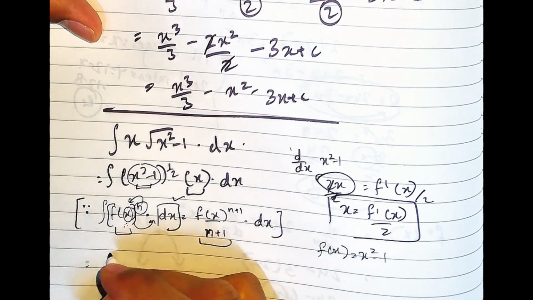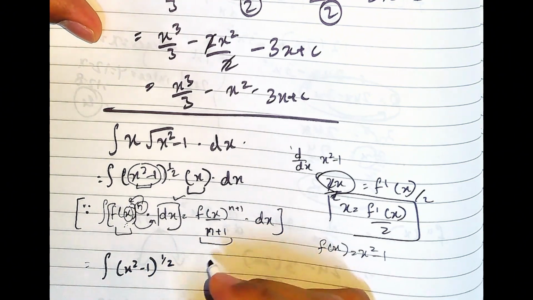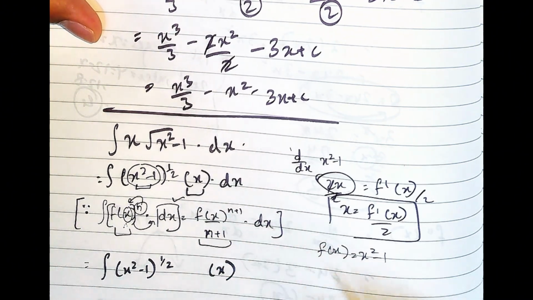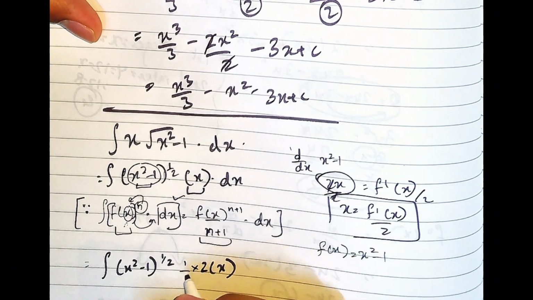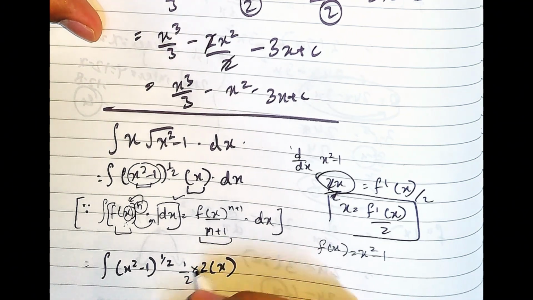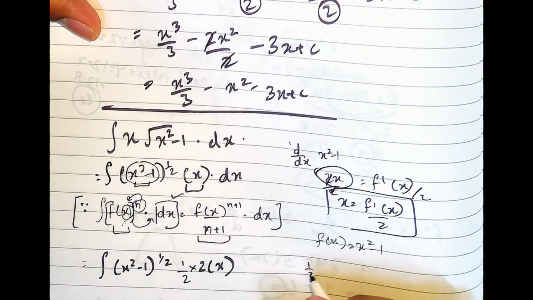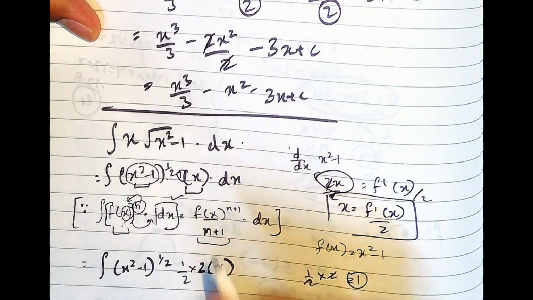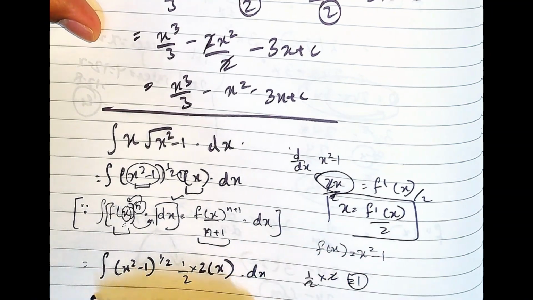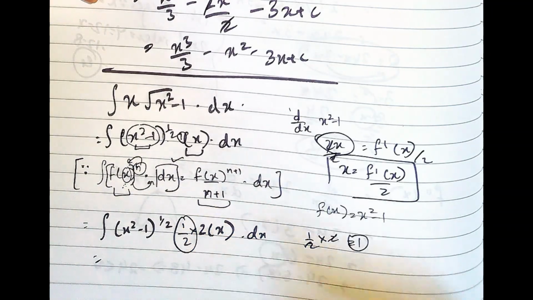So how can we do that? First of all, we have x squared minus 1 to the power 1 by 2, and we have x, right? We have to introduce a 2, but we cannot introduce it right away. We have to balance the equation, so let's divide by 2. So we have 1 divided by 2 multiplied by 2, which cancels and we are left with 1, which is the same thing as over here, right? dx.